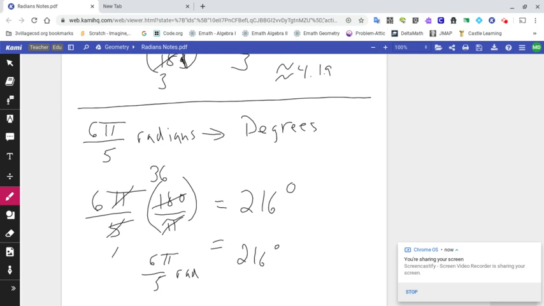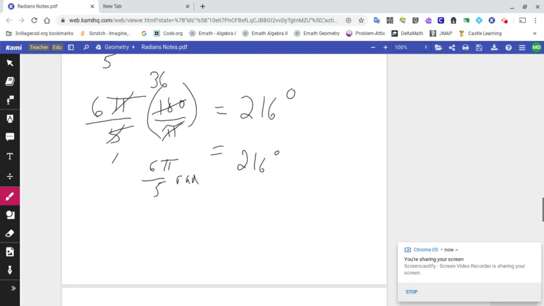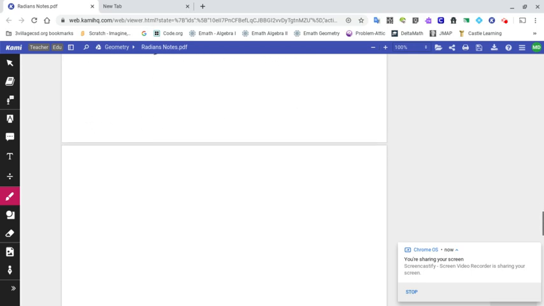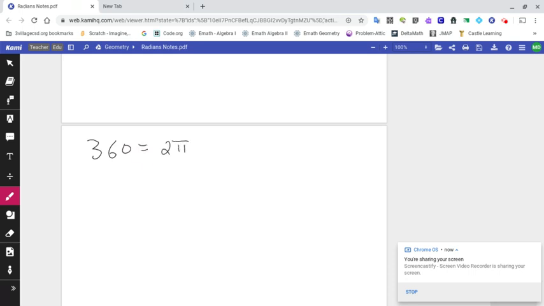Okay, so this is part two of radians to degrees and back. Just a couple of notes that I wanted to make. First of all, the first thing that we talked about was that 360 degrees ended up to be 2 pi radians. That means that 180 degrees equals pi radians.